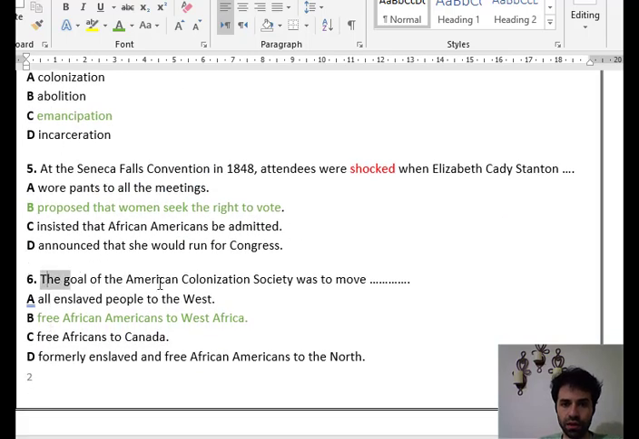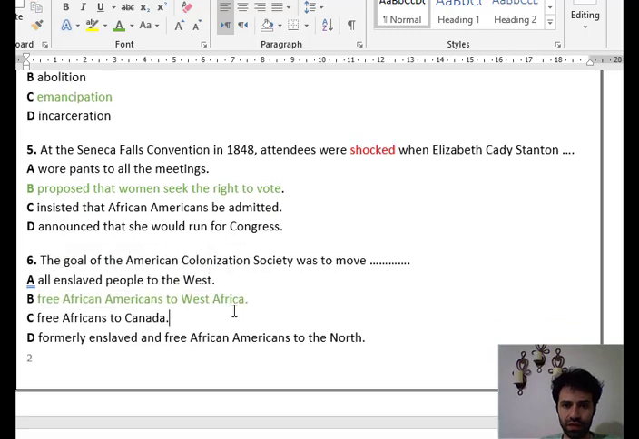So the goal of the American Colonization Society was to move, which one? A, B, C, D. I've marked the correct answer for you here. B is correct: move free African Americans to West Africa.